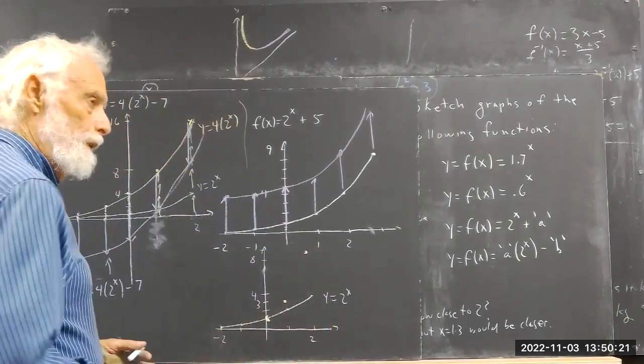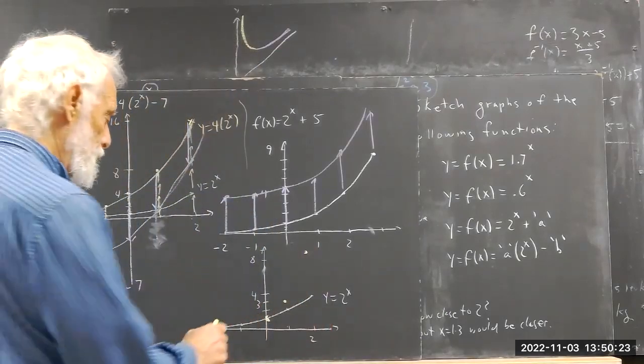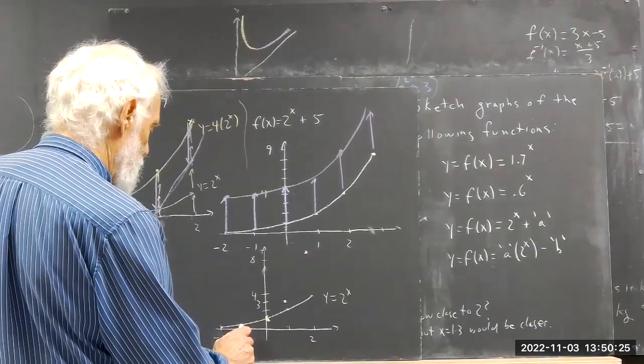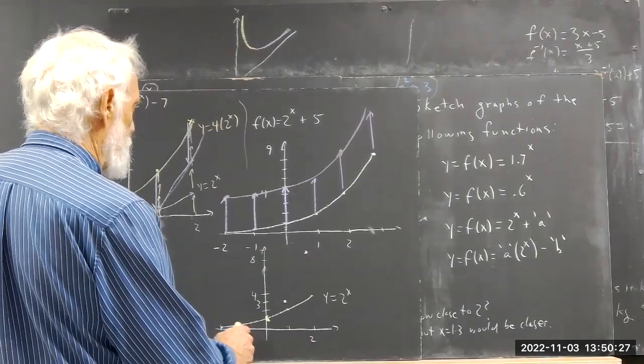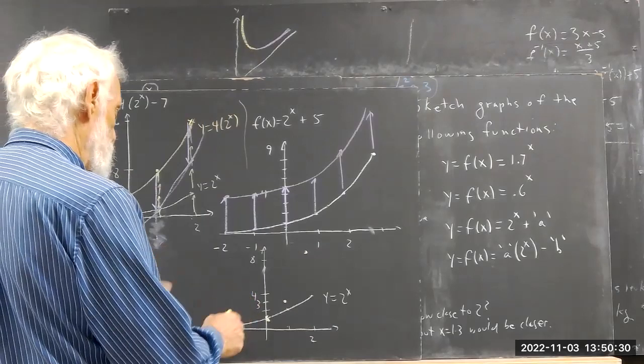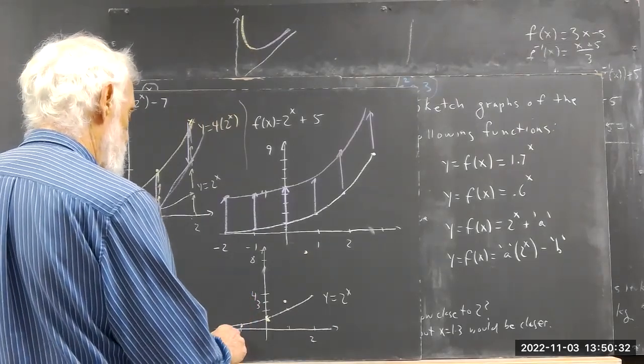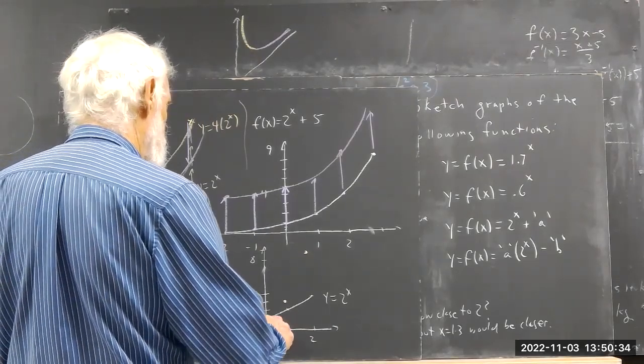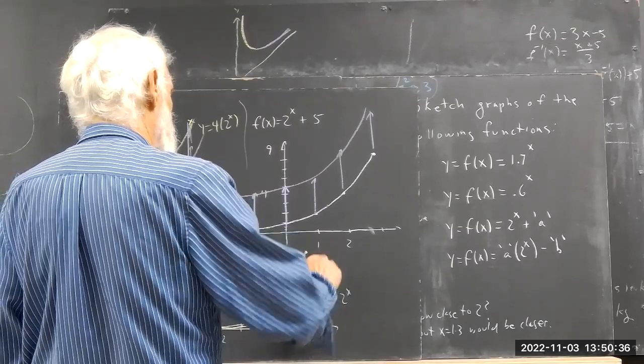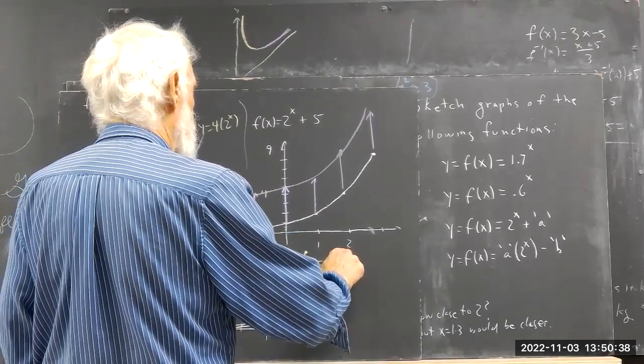3 to the negative 1 is 1/9, which is somewhat less than 1/4. Only about half as great. And 3, I'm sorry, it's 1/3, not 1/9. 3 to the negative 2 is 1/9. So here's a graph of y equals 3 to the x.